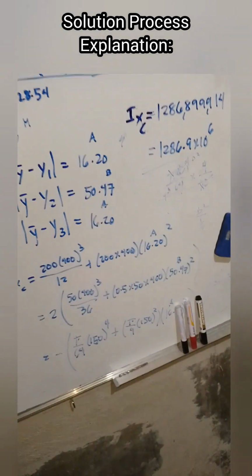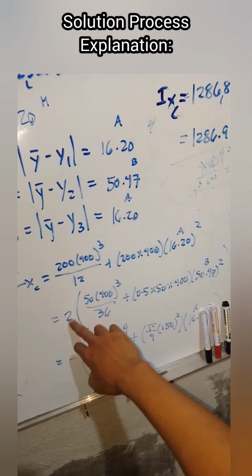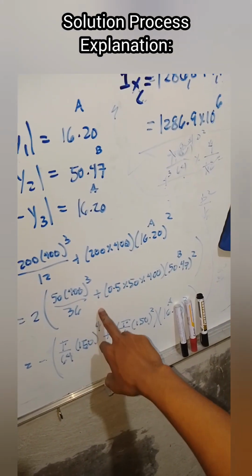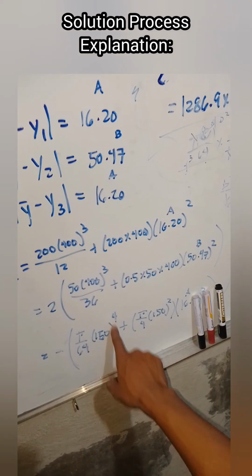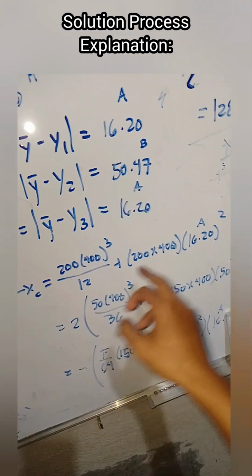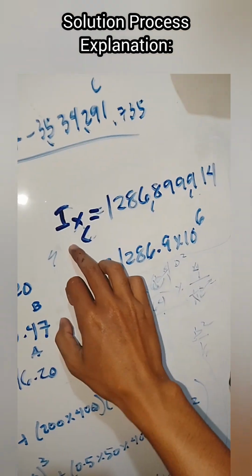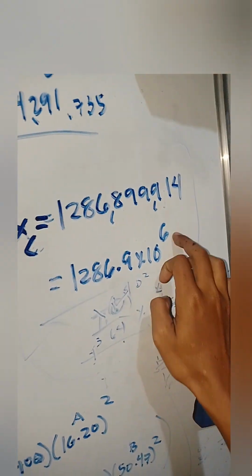Then we apply the moment of inertia of each: bh cubed over 12 plus area times d squared, plus the same for the two triangles, where for the triangle it is bh cubed over 36. For the circle, that's pi over 64 times 150 to the 4th, or diameter to the 4th. Then the area, and then D1, D2, D3. Then minus the moment of inertia of the circle. And we get IXC, the moment of inertia about the centroidal x-axis of the overall shape, which is equal to 1,386.9 times 10 to the 6 mm to the 4th.